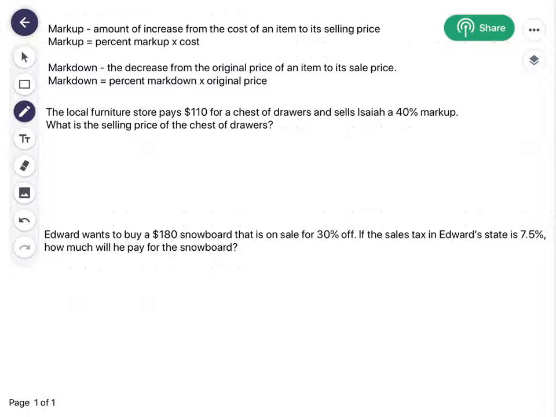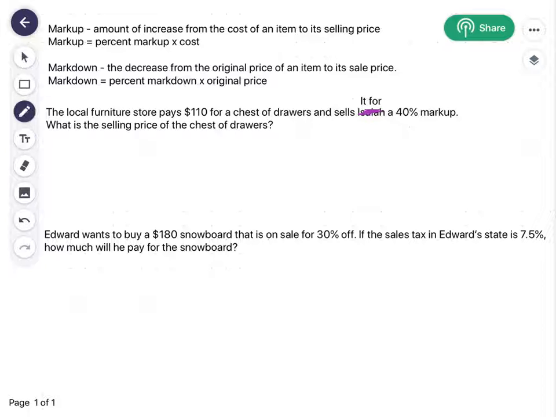So if we look at the first question here, it says the local furniture store pays $110 for a chest of drawers and sells it for a 40% markup. It doesn't say sells Isaiah a 40% markup. That would work, but we're going to cross it out here. Sells it for a 40% markup. What is the selling price of the chest of drawers?